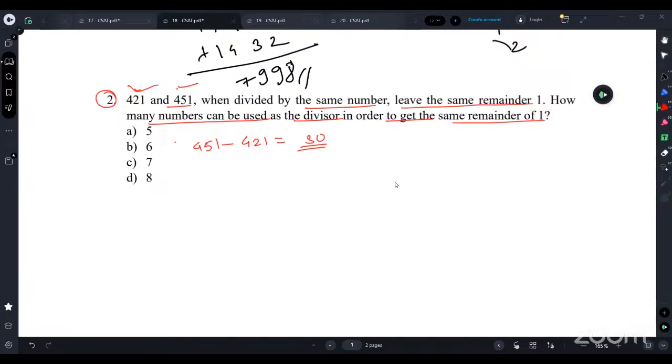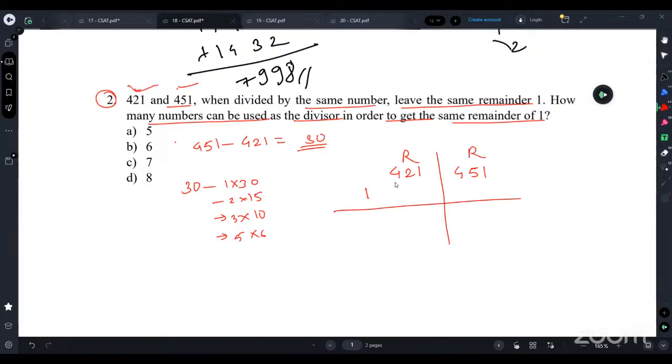See now, what are the factors of 30? The first factor of 30 will be 1 into 30. The next will be 2 into 15. Then it will be 3 into 10, right? Then 4 is not possible, 5 into 6. Okay, so these are the 8 factors of 30. Now let's start by dividing these two numbers, guys. Let's say 421 and 451. Okay, if I start dividing by 1, let's calculate the remainder here. Remainder for 421 and 451.